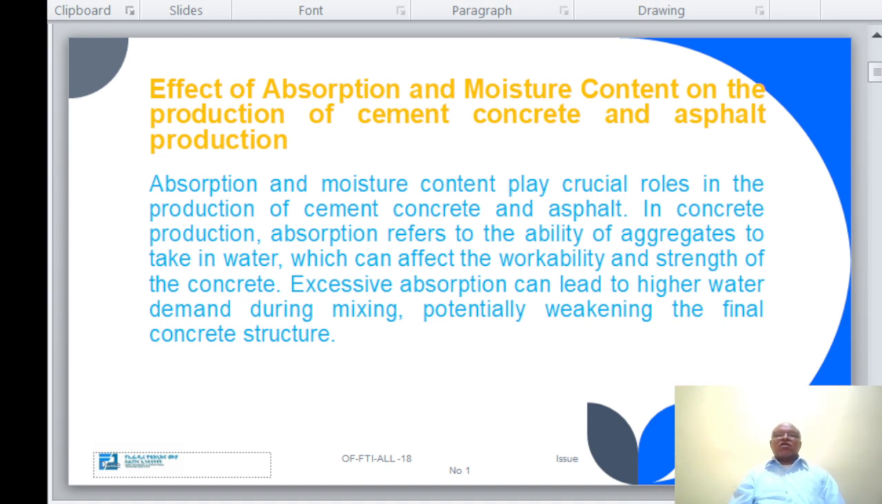Moisture content, on the other hand, refers to the amount of moisture present in the aggregate. Excessive moisture content can lead to problems such as reduced workability of concrete and decreased adhesion in asphalt mixture. It is crucial for concrete and asphalt producers to carefully analyze the absorption and moisture content of their aggregate. By using aggregate with optimal absorption and moisture level, producers can ensure the overall quality and longevity of their products.